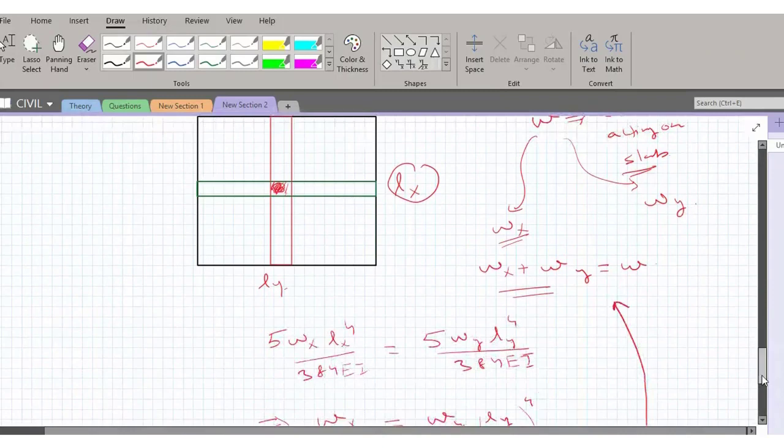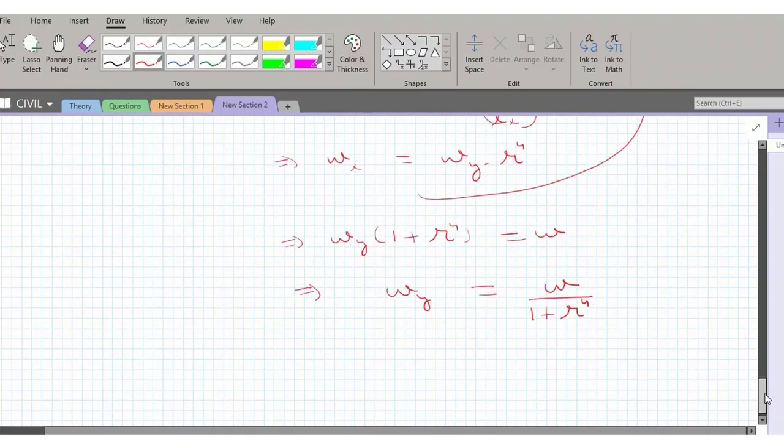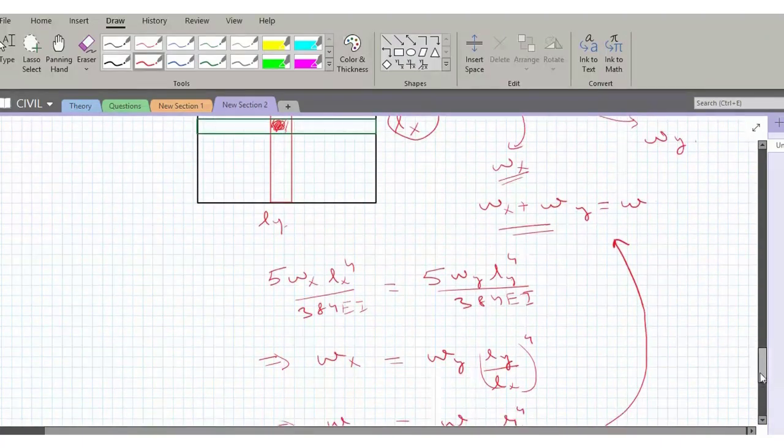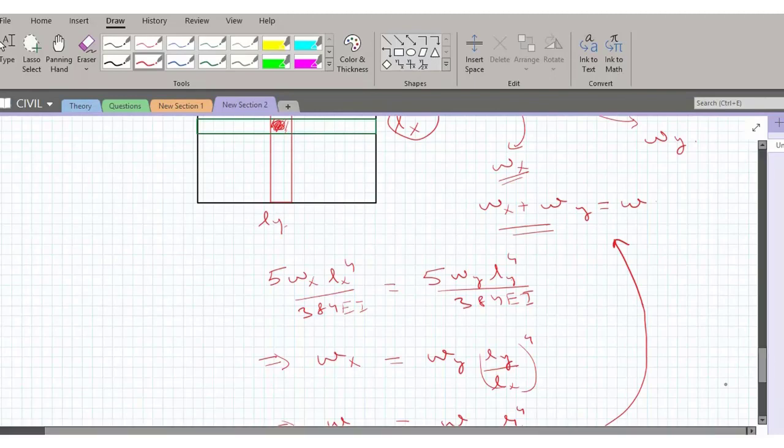Now from here, I can get Wy. So Wy is actually how much? W divided by 1 plus R to the power of 4. Okay, so this is your Wy. Now one more thing, I can get Wx also. Okay, if you substitute the value of Wy here, definitely you are going to get the value for Wx too. So if I compute Wx, it will be in this form.